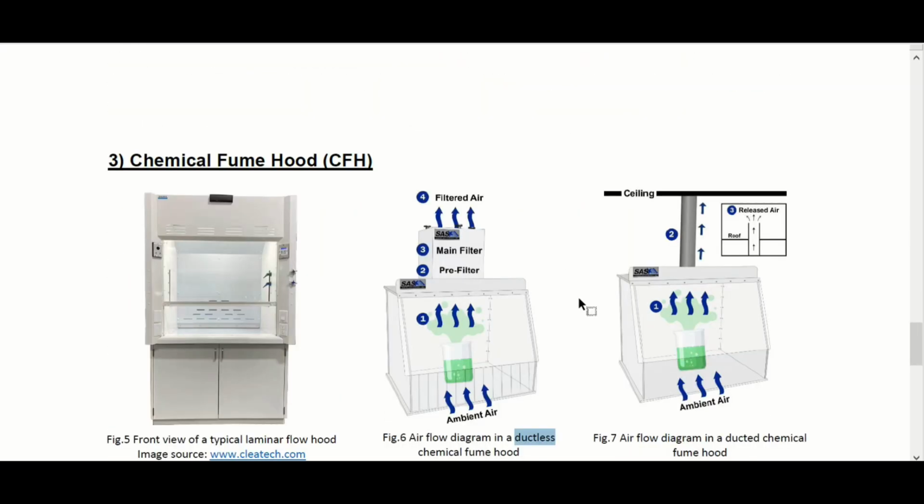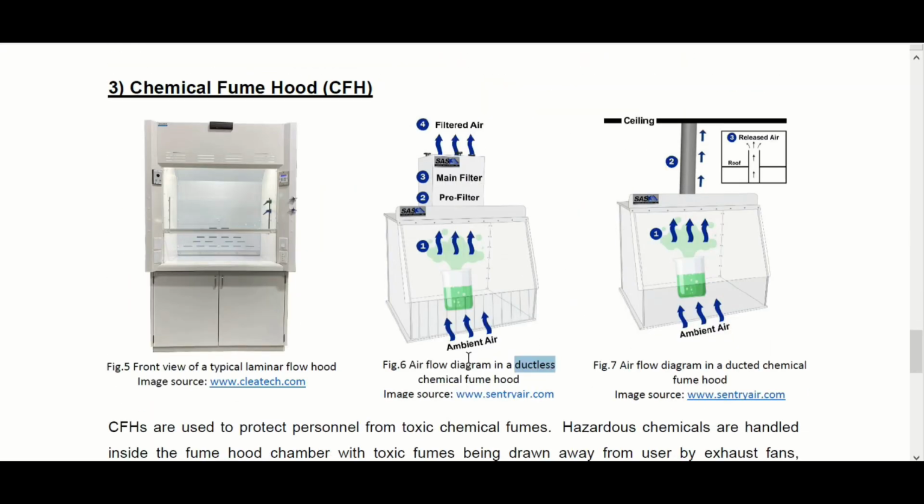So therefore, since it's going this direction, the user is protected. The user is protected because the air is drawn away from him, but the inside, the working space of a chemical fume hood, is considered not a clean environment. Why not a clean environment? Because ambient air is considered not clean air, and it is being joined into the chemical fume hood. Therefore, it's not a clean environment.